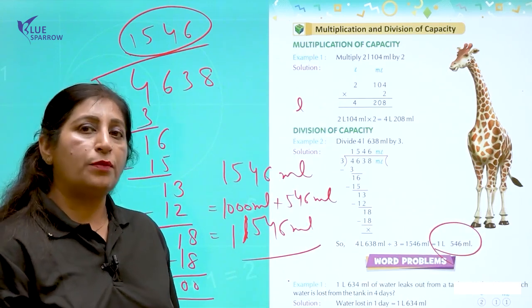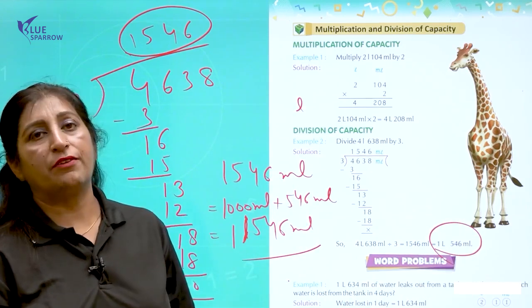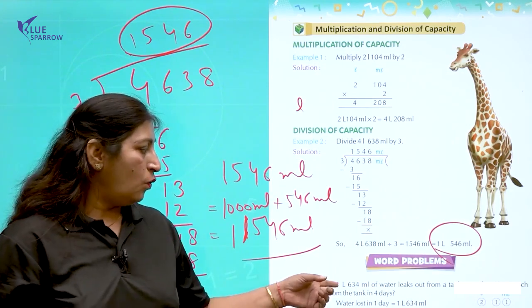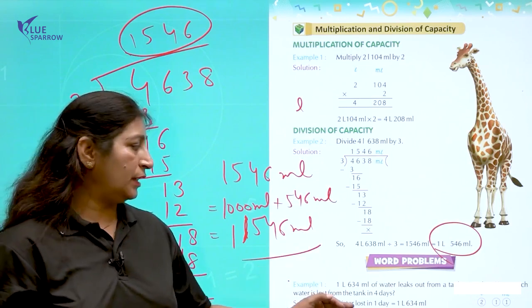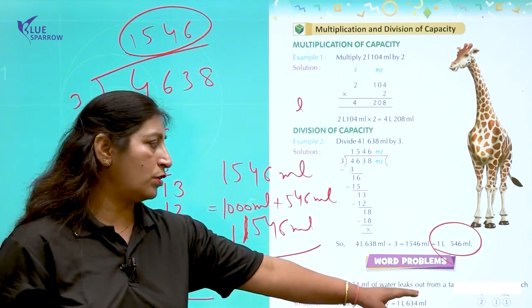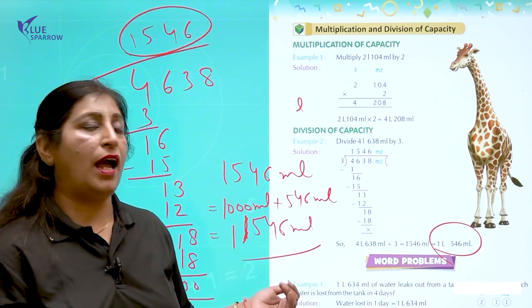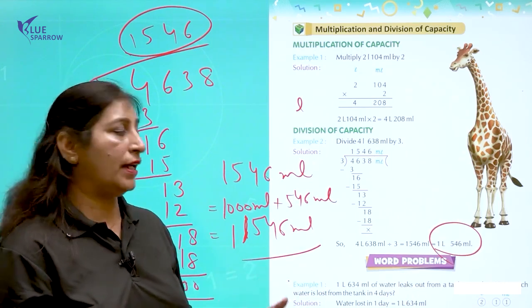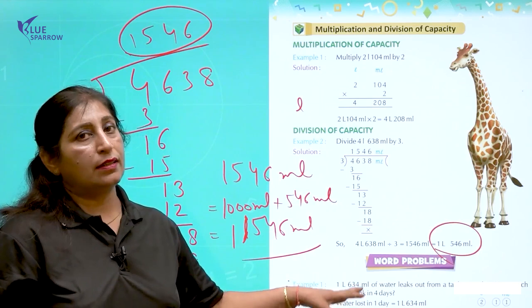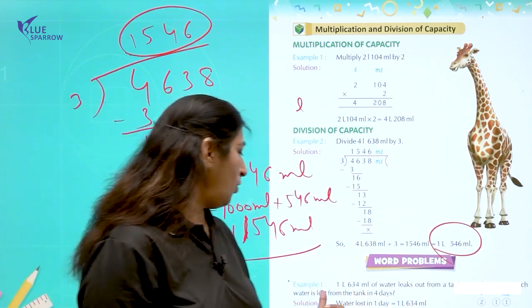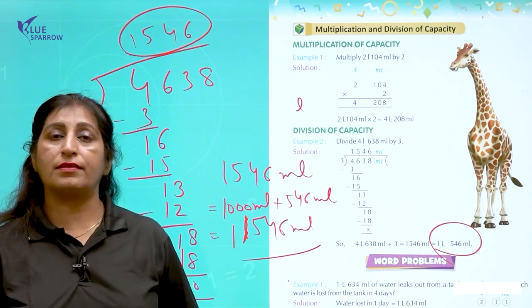Now we come to word problems based on multiplication and division of capacity. This example says 1 liter 634 milliliter of water leaks out from a tank every day. There is a tank which is leaky and it is given that every day 1 liter 634 milliliter is leaked out. How much water is lost from the tank in 4 days?